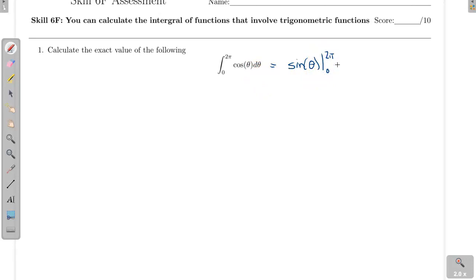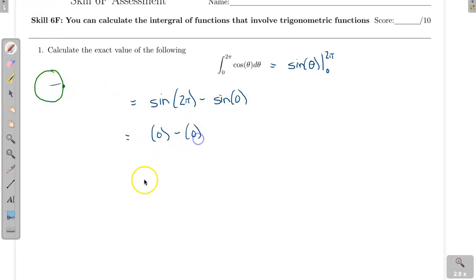All right, so we're doing this fundamental theorem. We plug in the top value first. Then we subtract when we plug in the bottom value. Now we just need to figure out what these are. If we have our unit circle, we start here. 2 pi is all the way around the unit circle, so we're at this point, and sine is the y value of this point, which is 0. Sine of 0, we haven't moved at all, so we're still at this point. That's 0. 0 minus 0 is 0. So this whole answer is just 0.